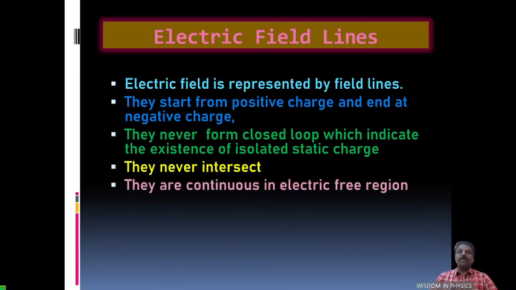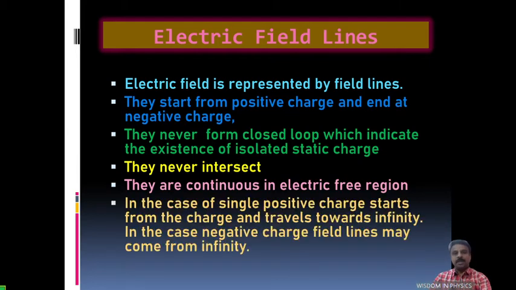Suppose they intersect each other at a single point, we would have two directions at that point, which is not practically possible. That's why we can confidently say that no field lines will intersect each other at a point. They are continuous in a charge-free region. So no breaks, they are continuous lines.